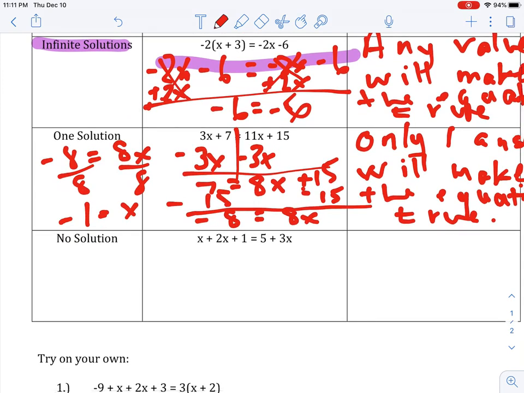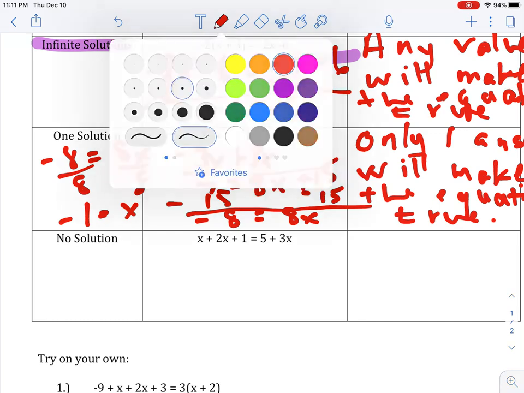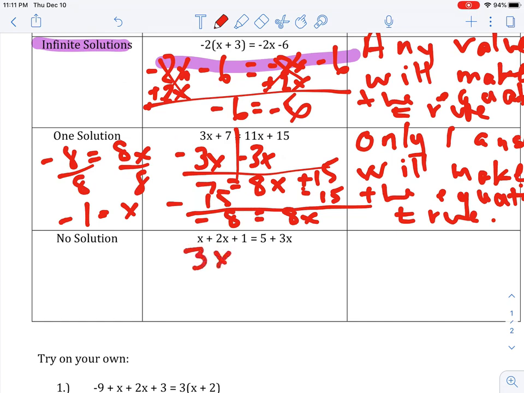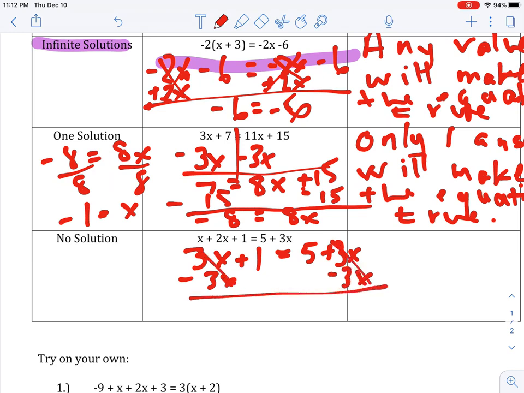Now, the next example is no solution. Let's look at the left-hand side, and you'll notice that there's x plus 2x, which gives me 3x. I keep the 1. And now we have 5 plus 3x. In this case, I'm going to subtract 3x from both sides. Now both those 3x's cancel out, and we have 1 equals 5. Well, 1 never equals 5 in any world, so this is not a true statement.